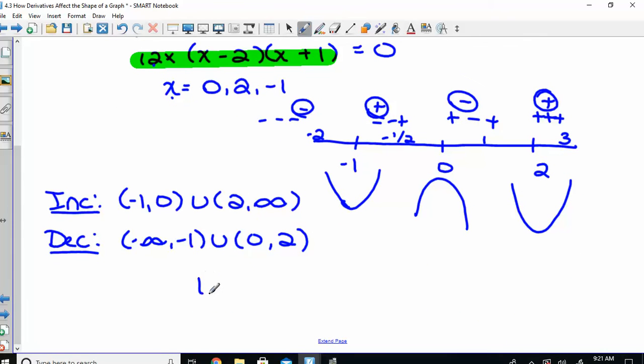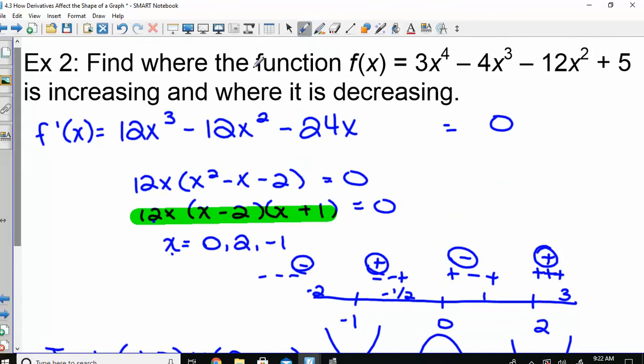So my local max is where? At 0. How would I get the y value if I wanted it? Plug it into the original. So if I put 0 into the original, I get 0 minus 0 minus 0 plus 5.